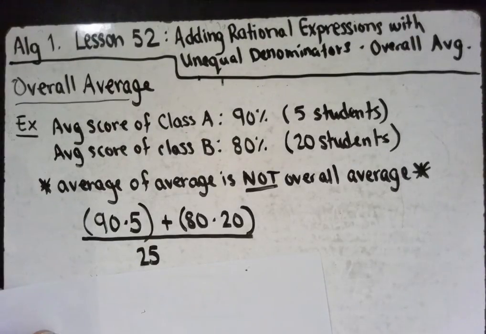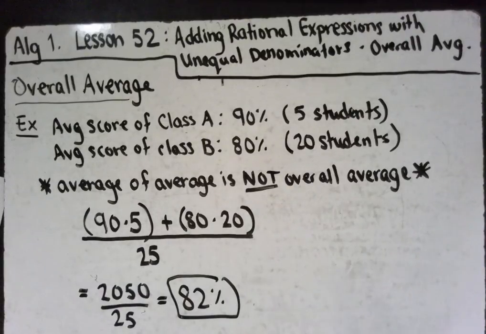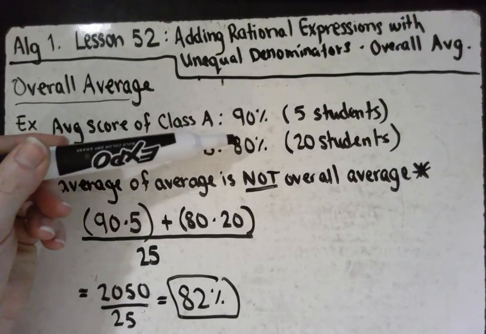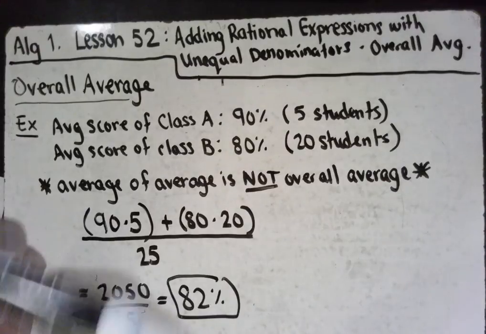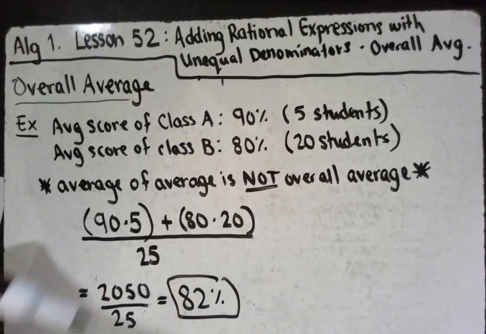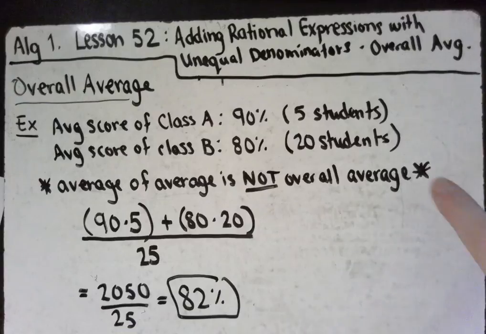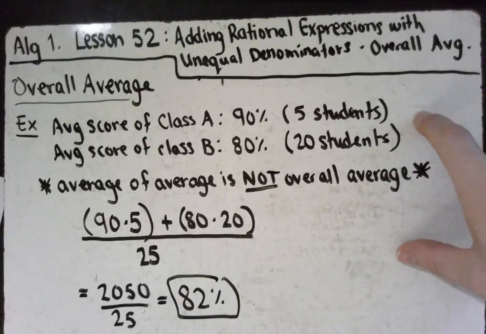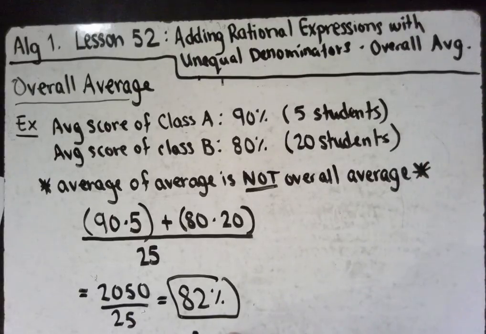So let's check our work for this. If you multiplied and divided correctly, we should get 82, or I guess 82% in this case. That would be the overall average. And we notice this is not the same as the average of averages. If we had taken the average of averages, we would have added 90 and 80 and divided by 2, and we would have got 85%. So you can see that the fact that there are 20 students here pulls the average down, since there were only 5 students here, which makes the overall average less than the average of averages.